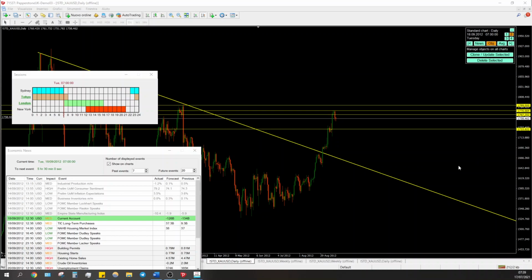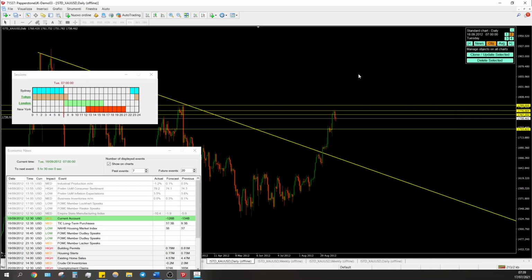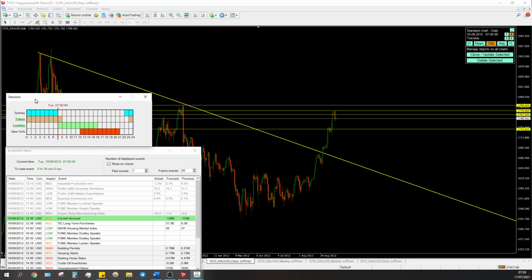Good morning, everybody. It's currently Saturday, 17th of July, 7:39 in the morning. The week has ended. As always, Saturday, we're going to do our backtesting session to get out of our comfort zone and start to actually execute. My comfort zone is doing the analysis. Now we are going to try to learn how to execute.